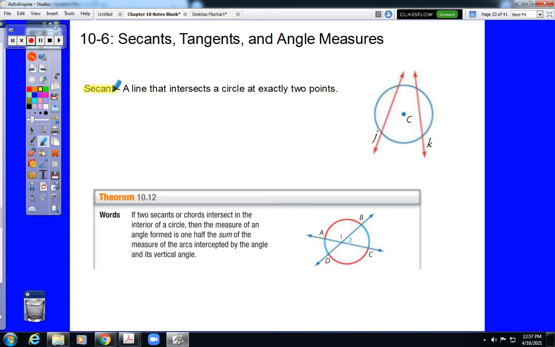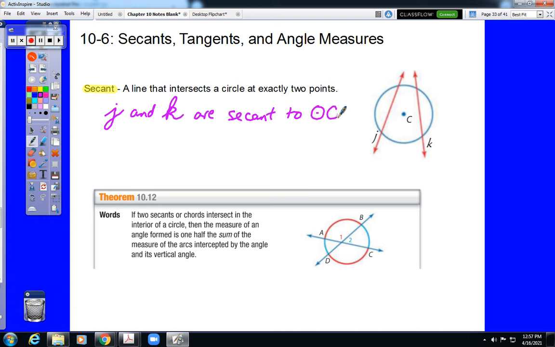So we have two lines in that picture to the right, line J and line K, both of which are secant lines to circle C. They intersect circle C at 2 points, which makes them secant lines.